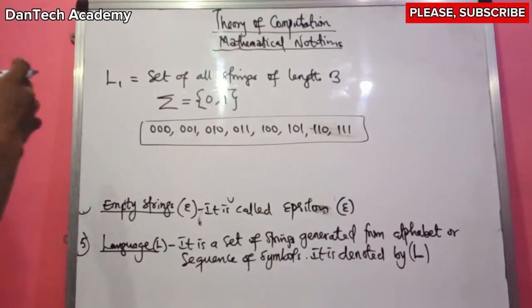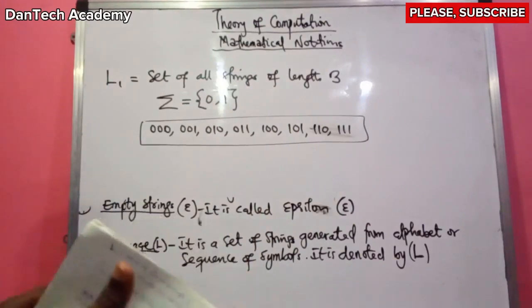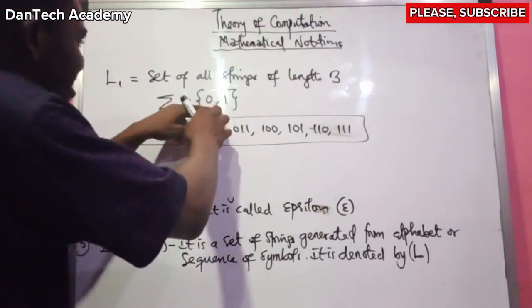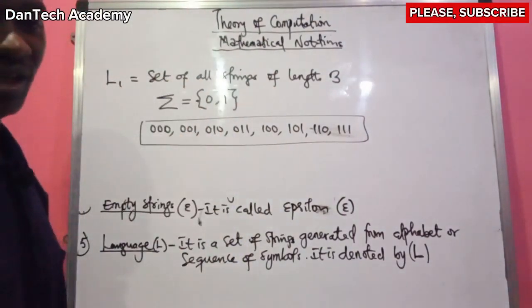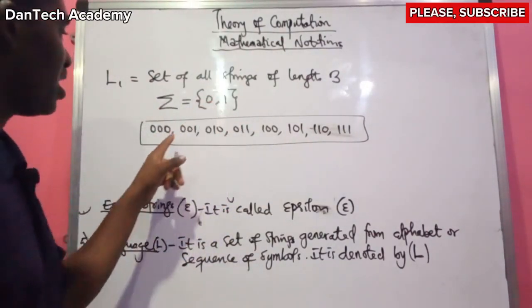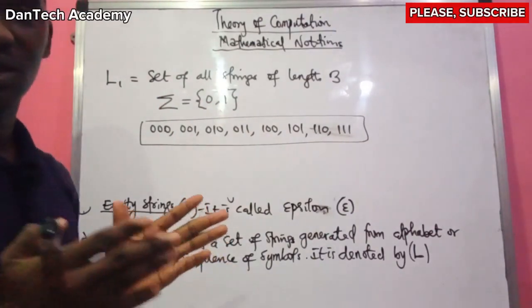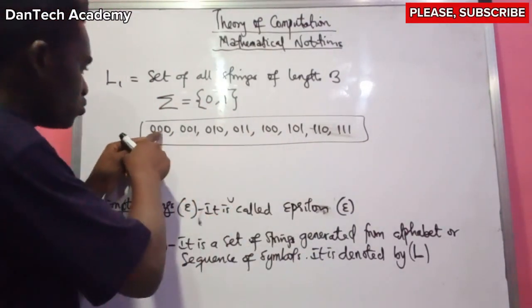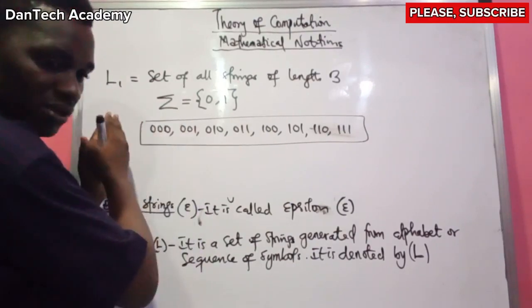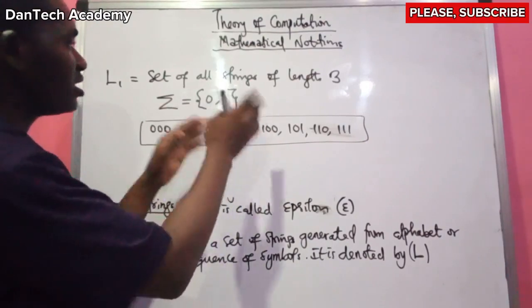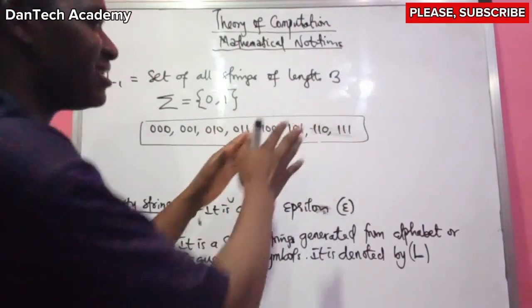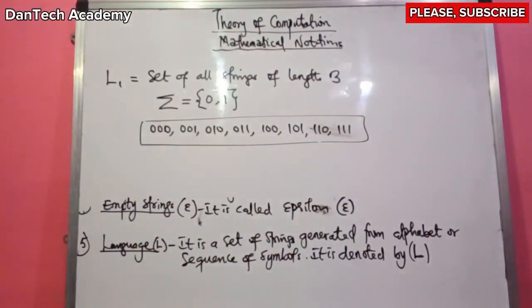So this is the set of all strings. That means possible strings of length 3 that can be generated from this alphabet. When we say length 3, it means 1, 2, 3. This is one string, 1, 2, 3 another, 1, 2, 3, and so on. So we have 1, 2, 3, 4, 5, 6, 7, 8. Eight strings of length 3.